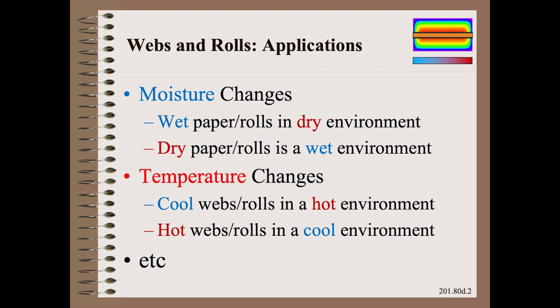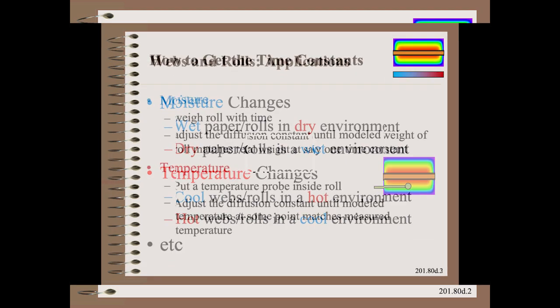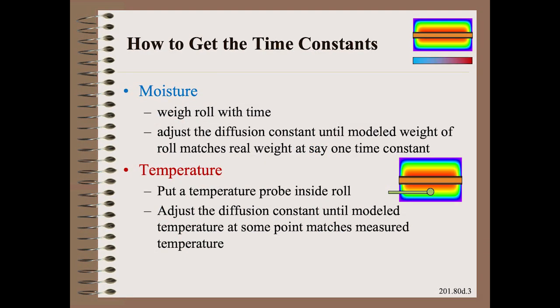Recall that we can use the idea of time constants and the math of Fick's law to understand several important processes in a web. Those include moisture or temperature changes, both increasing and decreasing, and in both webs as well as in wound rolls. Also recall that we outlined how to get time constants for both webs and wound rolls, the latter taking longer and being slightly more difficult.